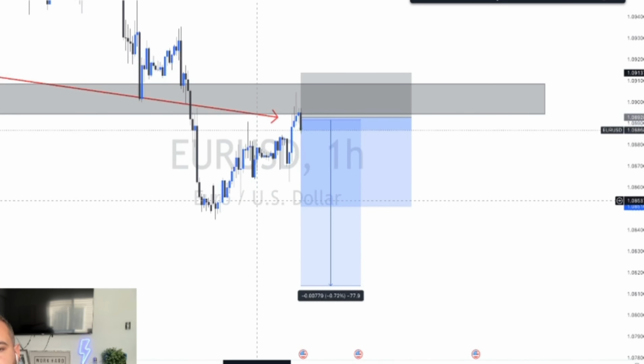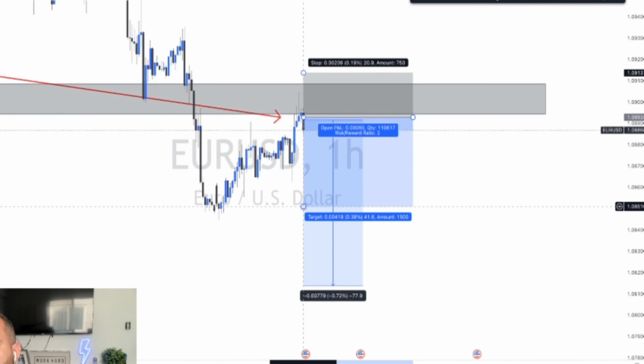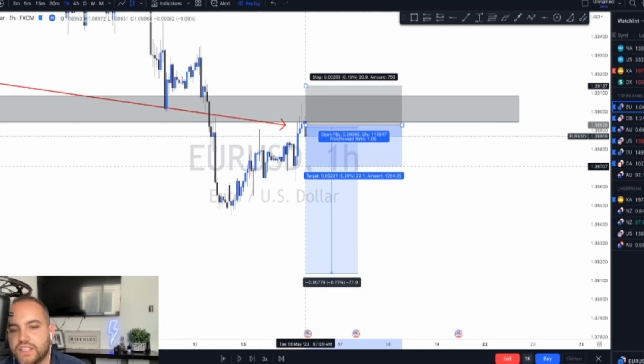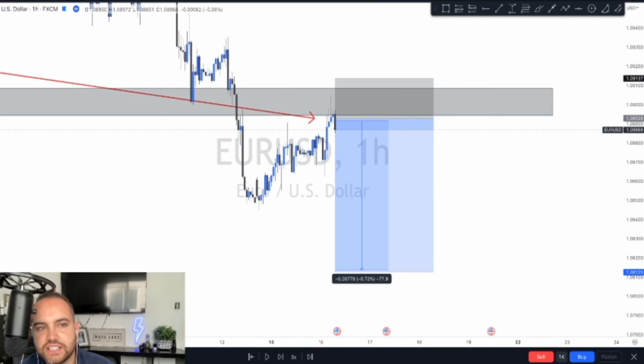So if I would have targeted here, I would have said this would have been target 1, moving my stop loss to entry. This area here would have been TP2, and price ended up capitulating all the way down about 81 pips in our favor. So let's play this out. Let's go back up to the 4-hour time frame. Where can I target this area?